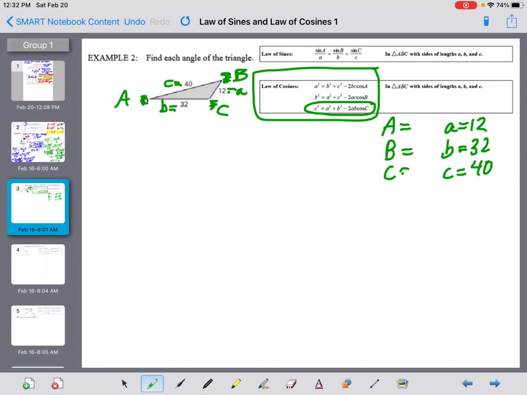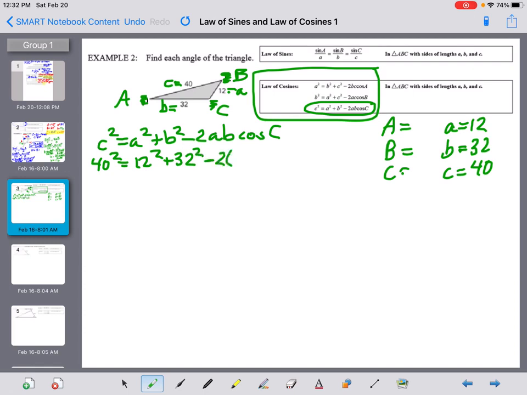So I'm going to start with C squared equals A squared plus B squared minus 2AB cosine C. No choice was wrong. I chose this one. You can choose whatever one you want. Okay, little side C is 40. Little side A is 12. Little side B is 32. Little side A is 12. Little side B is 32 times the cosine of angle C.